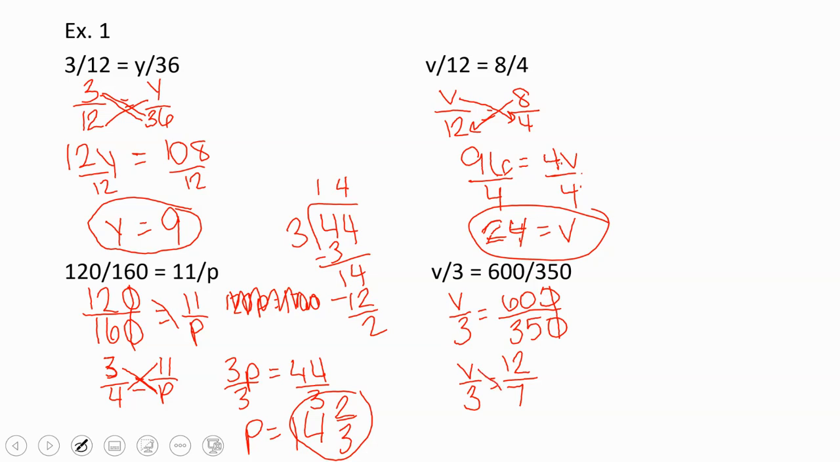So v times 7 is 7v. 3 times 12 is 36. Divide both sides by 7. So v is going to be, now 7 goes into 36 5 times with 1 left over.